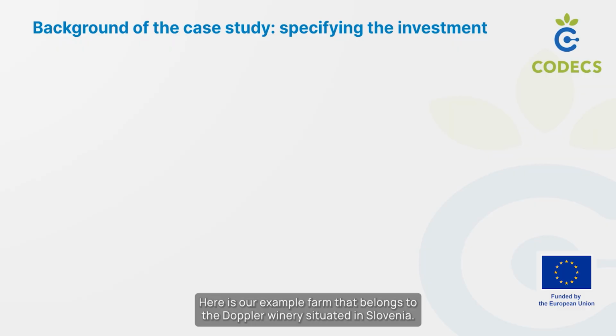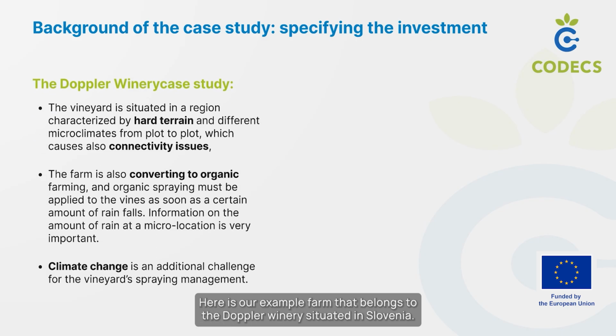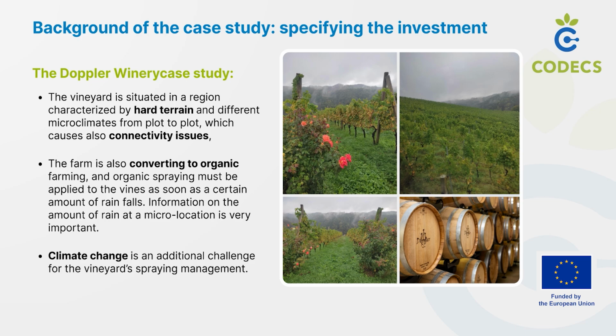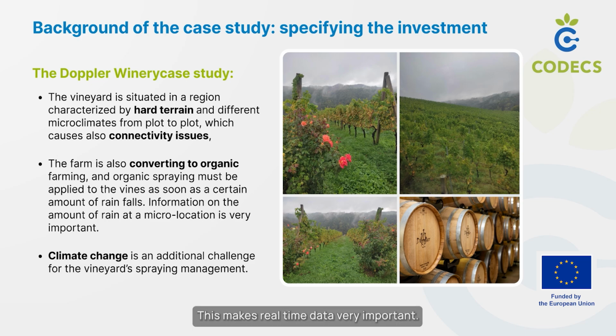Here is our example farm that belongs to the Doppler winery situated in Slovenia. The vineyard has difficult terrain and each plot has slightly different microclimate. This causes challenges in communication, and especially in planning spraying activities. Weather varies a lot from place to place, and because the farm is moving to organic management, correct timing of spraying is essential. Too much rain means the farmer needs to spray immediately. This makes real-time data very important.